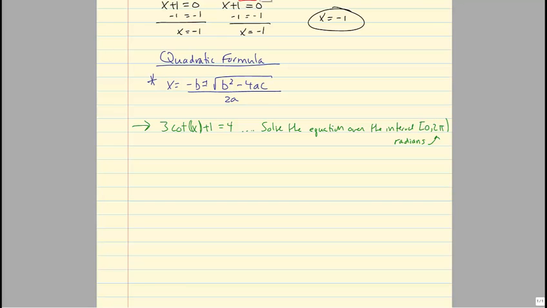So the first step I'll take is to isolate the trig function. So I'll subtract 1 from both sides to get started. And again, this is a review of algebra.